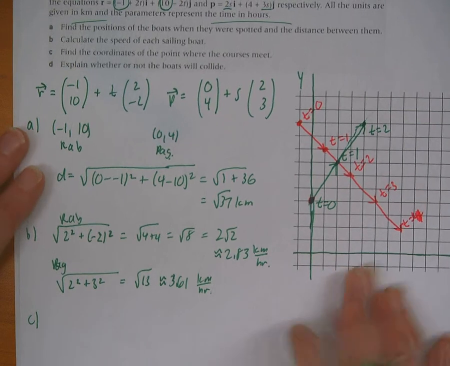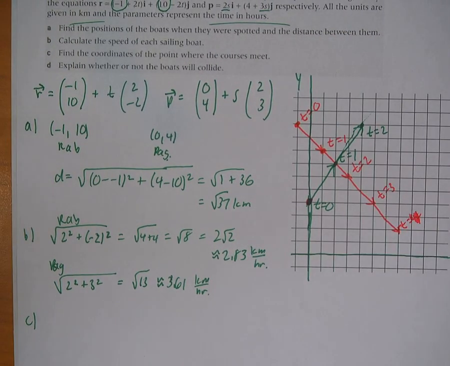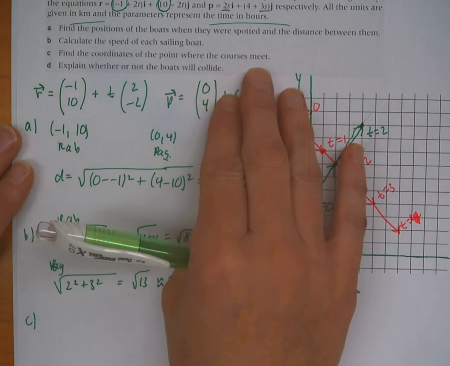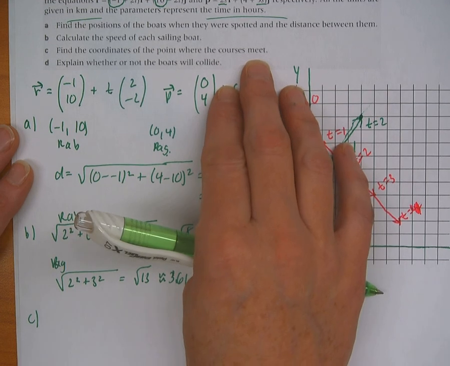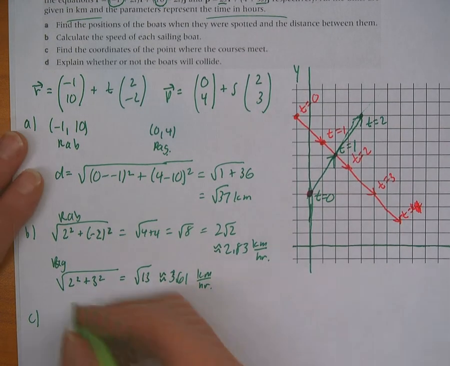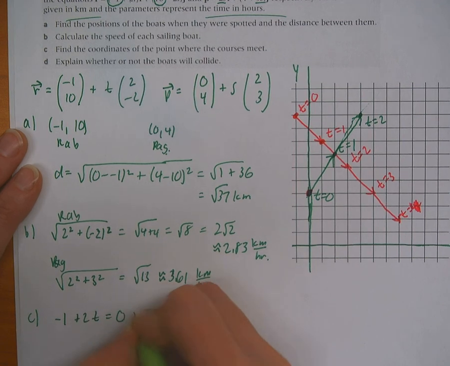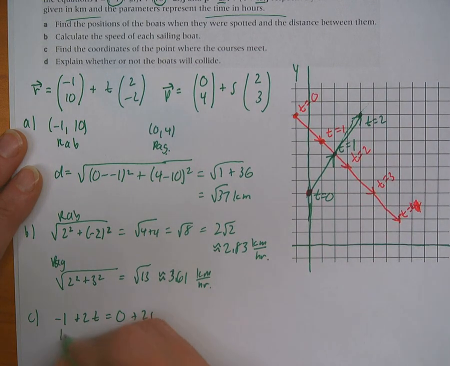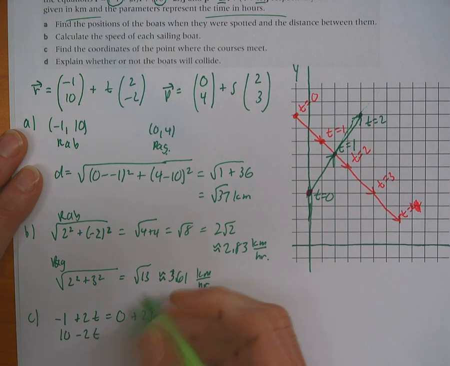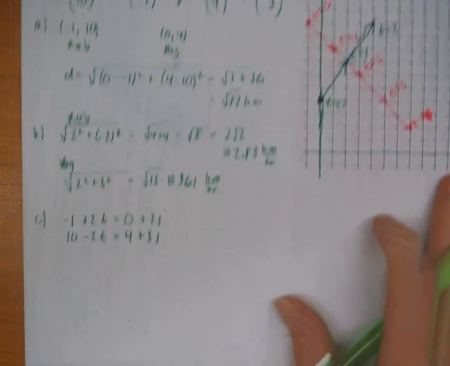However, a lot of these are going to have values that are so large, graphing it's not going to work. So how do I find where their courses meet? Well, that's the same thing as saying, where's the intersection of those lines? Well, we know how to do that. We can set the x components equal to each other, and we can set the y components equal to each other. And now we can solve.